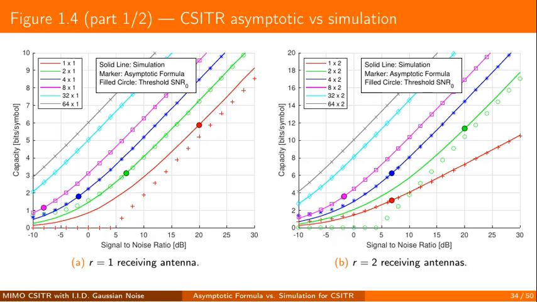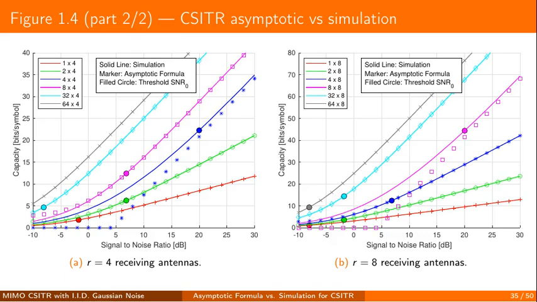This figure compares the CSITR asymptotic formula against simulation. 1 receive antenna on the left, 2 on the right. The filled circle in each panel marks the activation threshold, the SNR above which the asymptotic formula is reliable. Continuing. 4 receive antennas on the left, 8 on the right. Above the activation threshold, the asymptotic formula closely tracks the simulation across configurations.